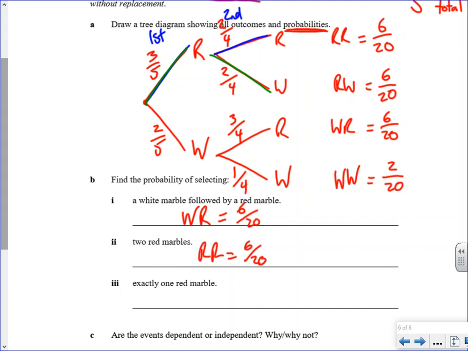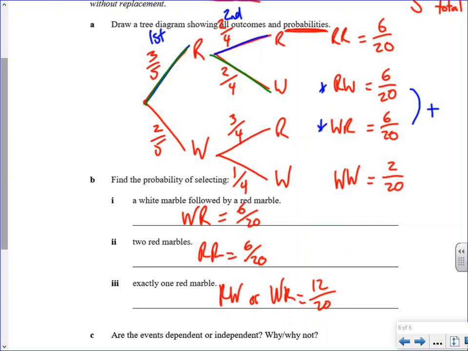Exactly 1 red marble. What we're saying here is you can either choose the red marble first and then get a white marble, or choose the white and then the red. So it can be either this one or this one. So it's going to be 6 over 20 plus 6 over 20, so we can say red white or white red, which equals 12 over 20, because we add those 2 probabilities.